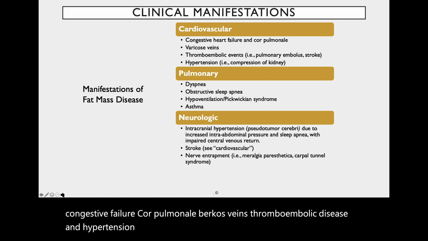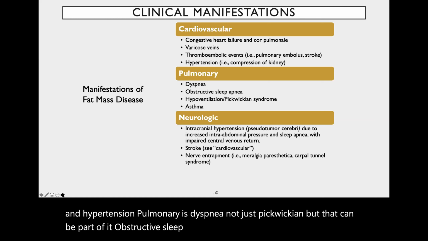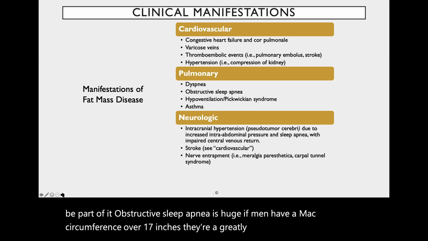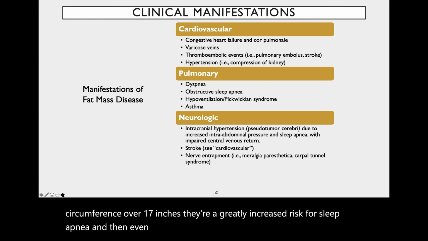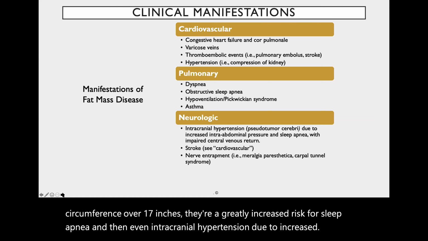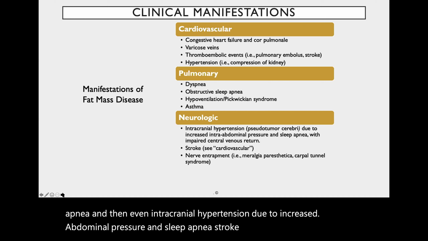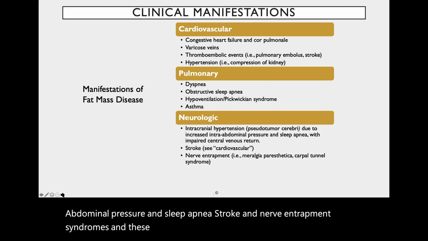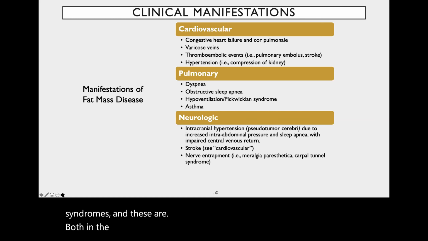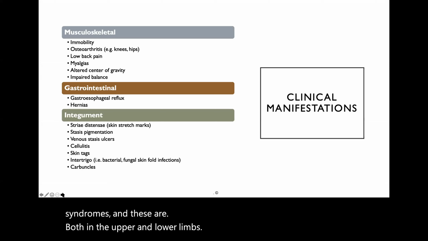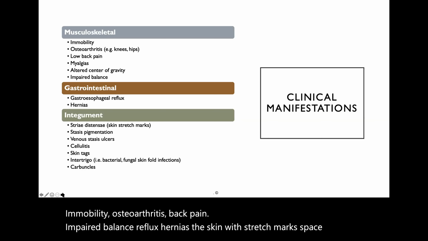Pulmonary is dyspnea, not just Pickwickian, but that can be part of it. Obstructive sleep apnea is huge. If men have a neck circumference over 17 inches, they're at greatly increased risk for sleep apnea. And then even intracranial hypertension due to increased intra-abdominal pressure and sleep apnea, stroke, and nerve entrapment syndromes. And these are both in the upper and lower limbs. Immobility, osteoarthritis, back pain, impaired balance, reflux, hernias, the skin with stretch marks, face pigmentation, cellulitis, carbuncles.